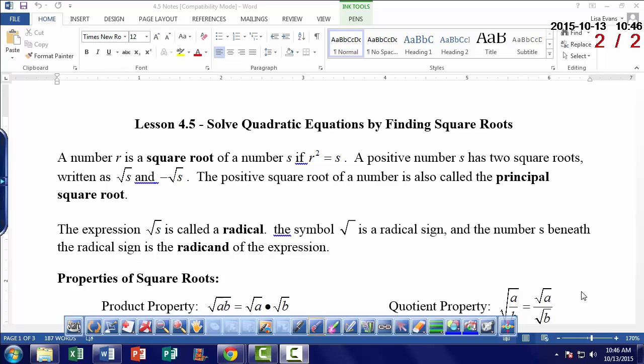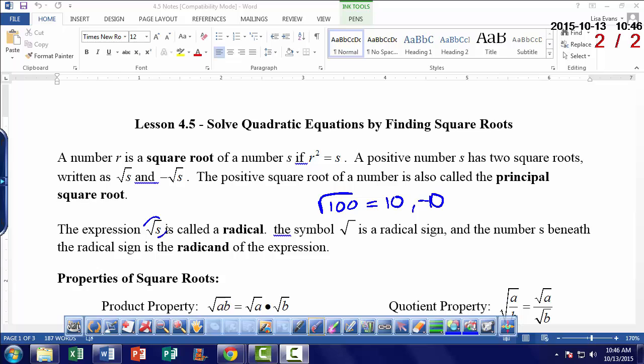A number r is the square root of a number s if r squared equals s. A positive number s has two square roots, written as the positive square root of s and the negative square root of s. The positive square root of a number is also called the principal square root. So really quick, if I have the square root of 100, technically I have two answers. I have positive 10 and negative 10, because positive 10 times positive 10 gives me 100, and negative 10 times negative 10 gives me 100.